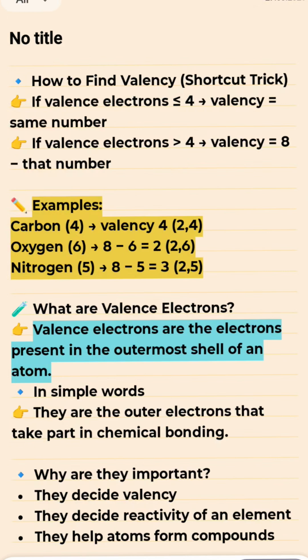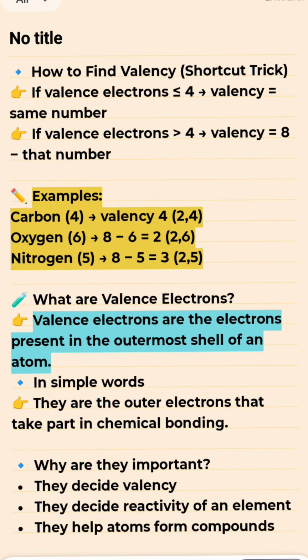Now in the outermost shell, if the number of electrons is greater than 4, that is 5, 6, 7, then valency is 8 minus that number. Because if it is 5, then it needs 3 more electrons to obtain octet configuration. If the number of electrons in the outermost shell is 6, valency will be 2. If the number of electrons in the outermost shell is 7, valency will be 1.